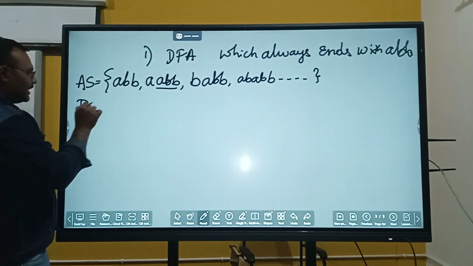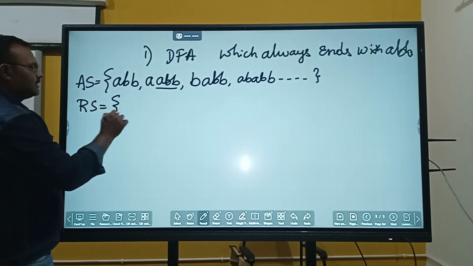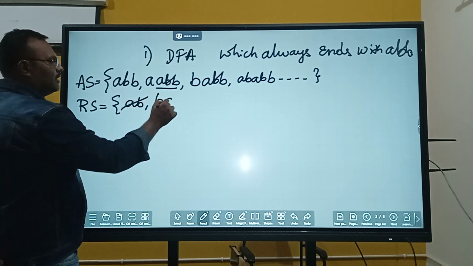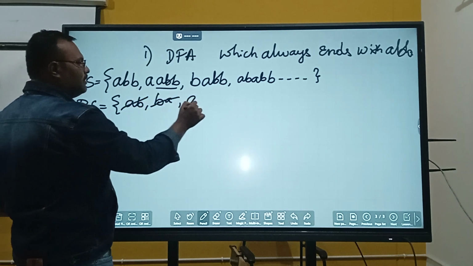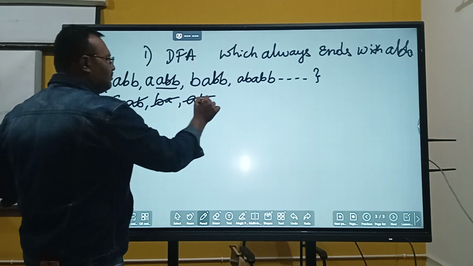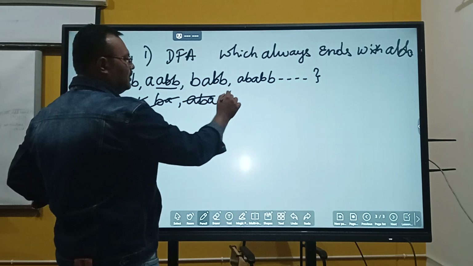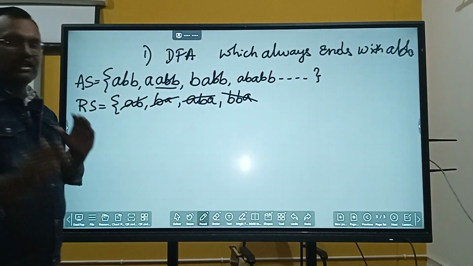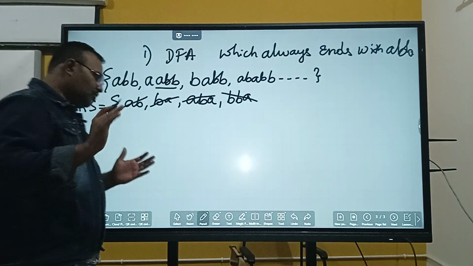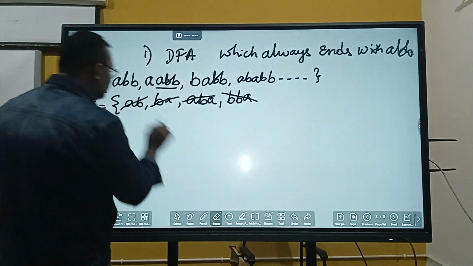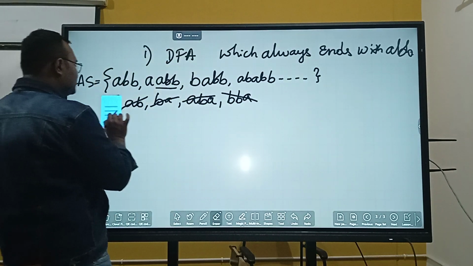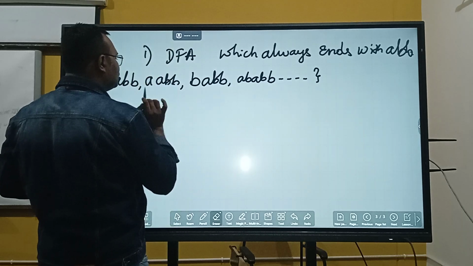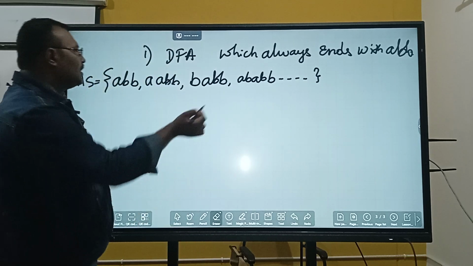Now, what are the rejected strings? Suppose I have AB, it should be rejected, BA should be rejected, BAA should be rejected, BBA should be rejected. These are the strings that need to be rejected according to the given problem. Let us not worry about the rejected strings, and I'll keep only the strings to be accepted on the board.